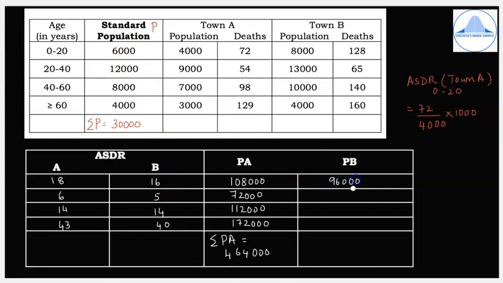Similarly, find out PB, that is 6,000 into 16 will give 96,000. The next one is 60,000. Then 12,000, and then we have 1,60,000. Add up the values in this column to obtain summation PB, which is 4,28,000.